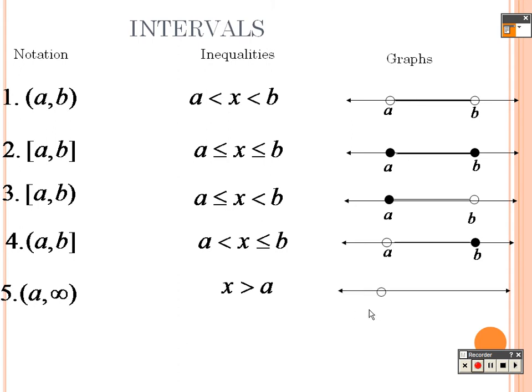So at A, you put an open hole because it has a curve there, and it goes on forever in that direction to the right. This means you got a square bracket, which means it's actually touching the point at A, and it goes on forever to the right.